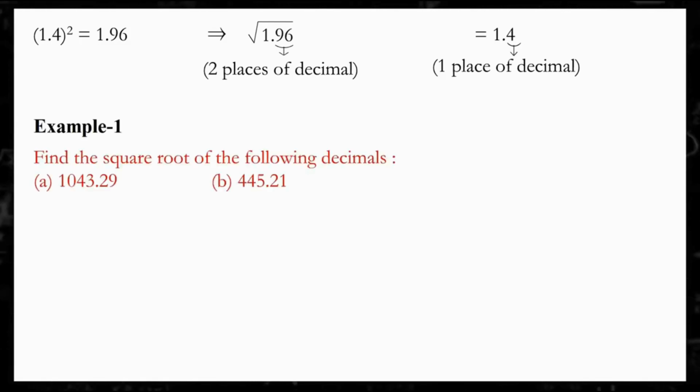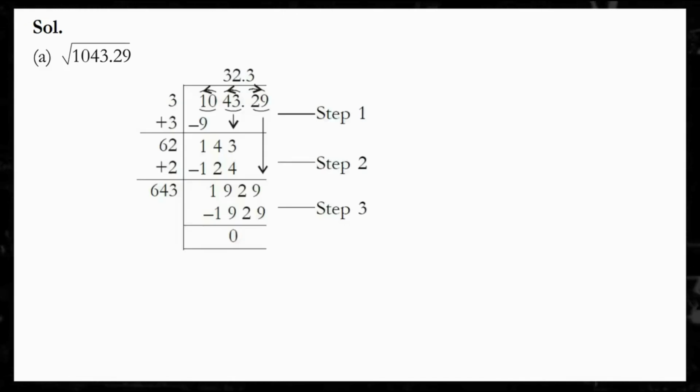Example 1. Find the square root of the following decimals. A. 1043.29. B. 445.21. Solution. A. Under root 1043.29. This is shown as follows. Therefore, under root 1043.29 is equal to 32.3.